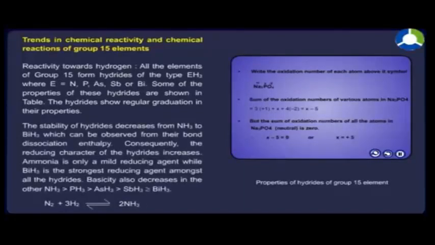The hydrides show regular graduation in their properties. The stability of hydrides decreases from NH3 to BiH3, which can be observed from their bond dissociation enthalpy. Consequently, the reducing character of the hydrides increases. Ammonia is only a mild reducing agent while BiH3 is the strongest reducing agent amongst all the hydrides. Basicity also decreases in order: NH3 is greater than PH3, greater than AsH3, greater than SbH3, greater than or equal to BiH3. Reaction of N2 with 3H2 is in equilibrium with 2NH3.